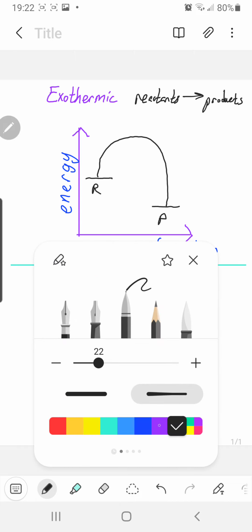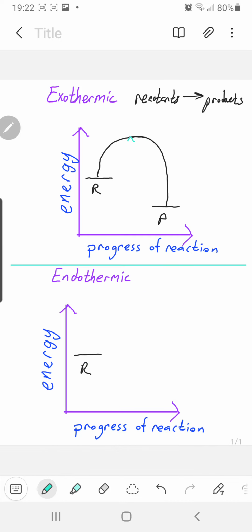After you draw the reactants and products, make sure you draw that curve. And you need to label it a bit. The peak of the curve, from the reactants to the peak of the curve, is the activation energy. Then from the reactants to products, that is the energy change, and you have to label whether it's negative or positive. Exothermic is negative, and I will tell you why in a bit. Do not write minus, you can write negative energy change. All right, so that's it.